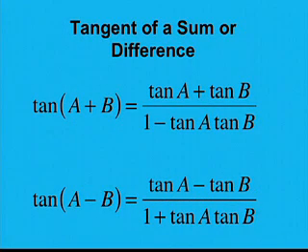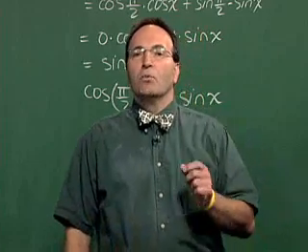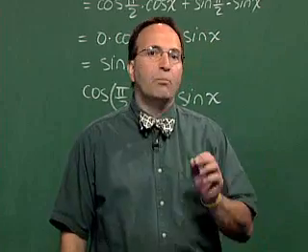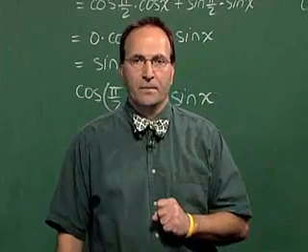Tangent of a plus b is equal to the quotient tangent of a plus tangent of b divided by 1 minus tangent of a times tangent of b. Tangent of a minus b is equal to the quotient tangent of a minus tangent of b divided by 1 plus the tangent of a times the tangent of b. Next, we'll do an example where using these definitions will provide an exact value.